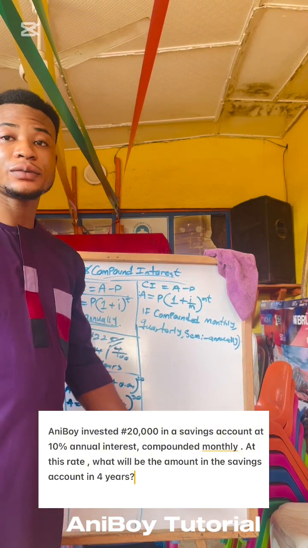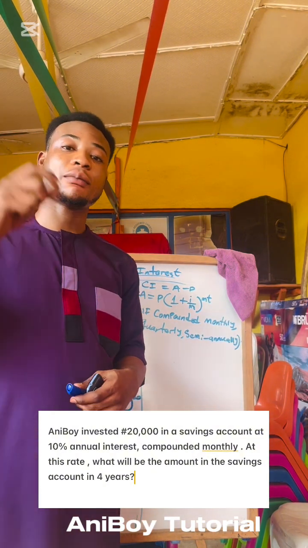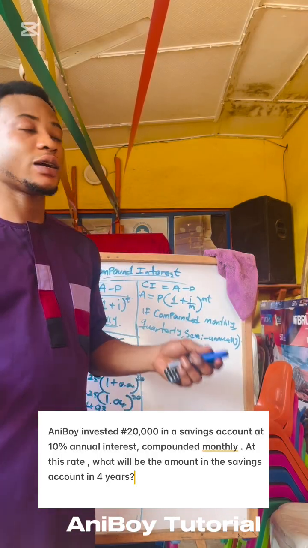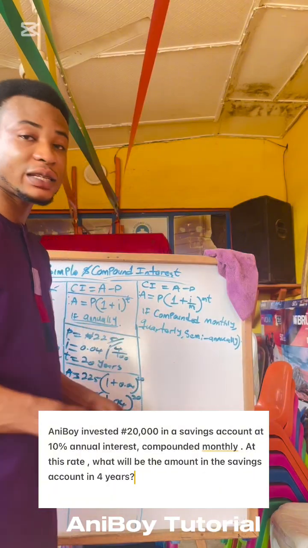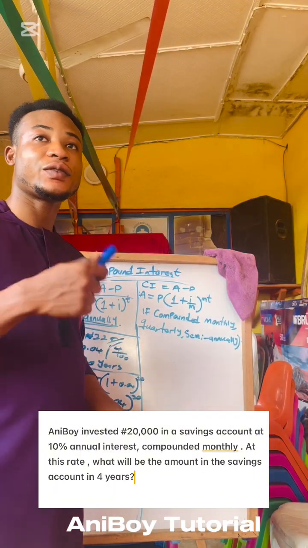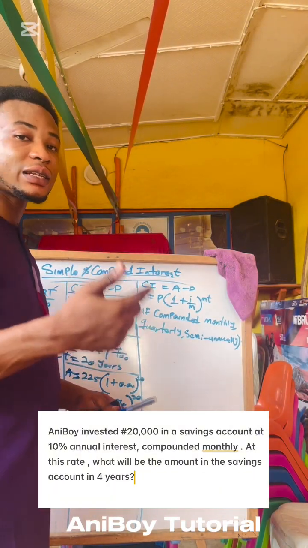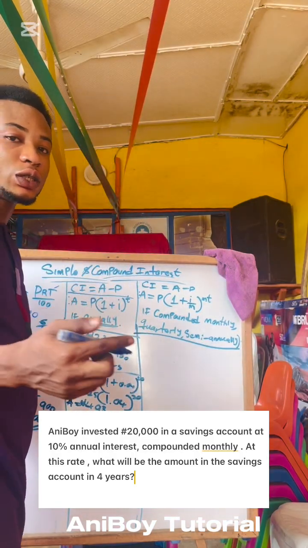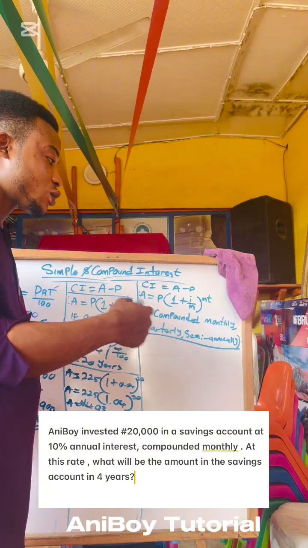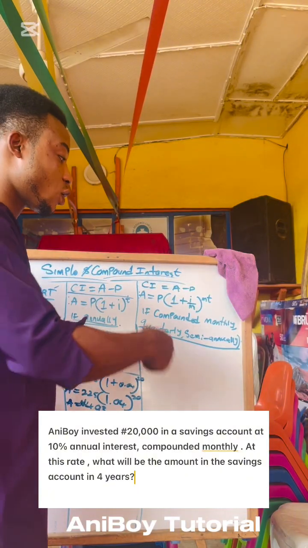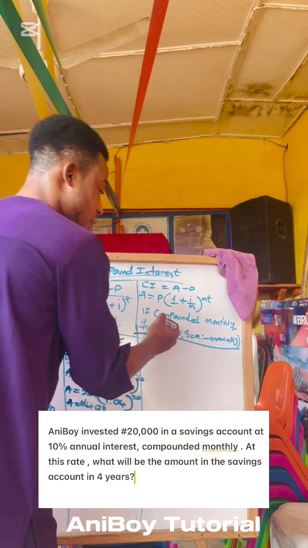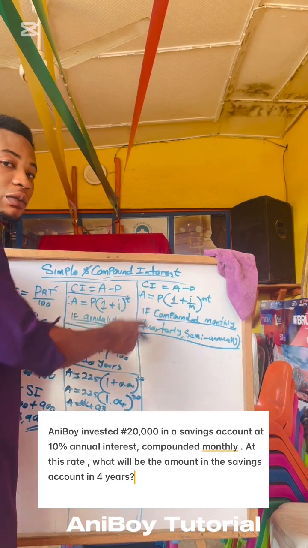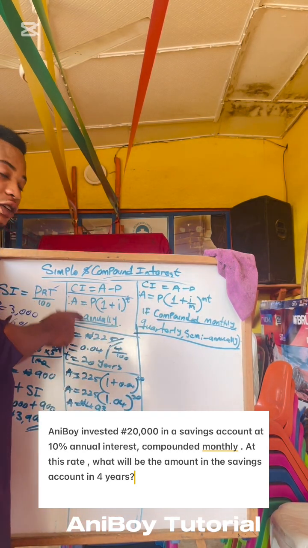So what will be the amount? What we have to find in this question is the amount, that is, the total amount in the saving account in 4 years. Anybody is investing 20,000 at the rate of 10% for 4 years. As you can see in that question, we have to find the amount that is compounded monthly. So there's this keyword, compounded monthly, in that question. That means we are going to be using this formula, and that's why we are not using the other formula. Should you understand? All right.